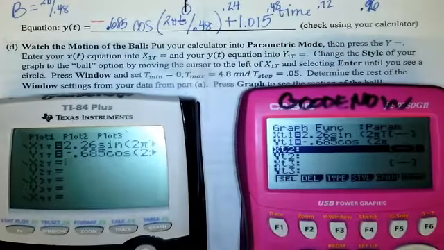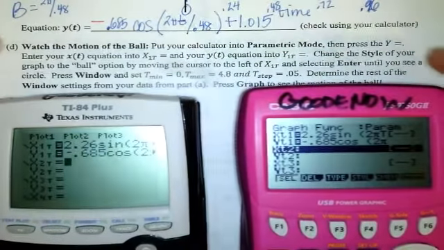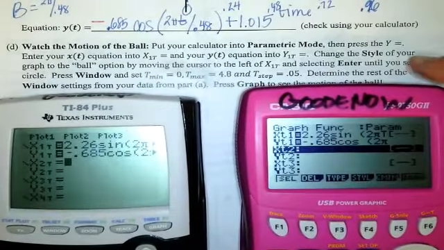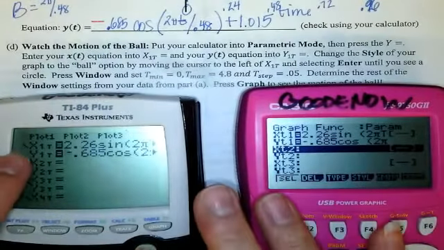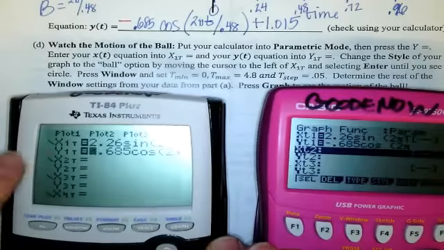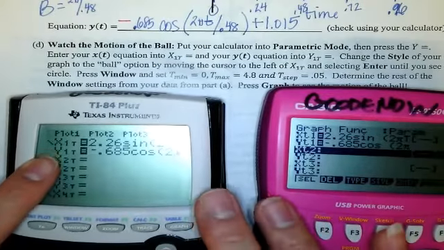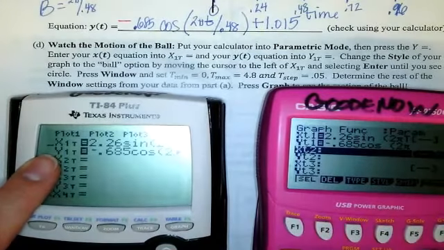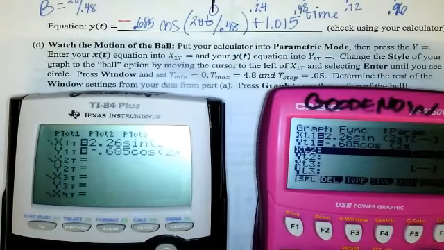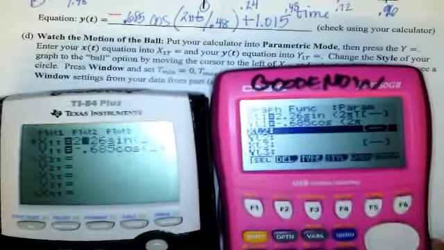right. Then we are going to change the style of your graph to the ball option. So for the TI, there's these little lines right here to the left of X1. And so you're going to move your cursor over there so you can see it starts blinking. And right now that's drawing a line. And if you just hit enter, it draws a thick line, or it draws this weird goofy glasses line. And then there's the ball option right there, which looks just like a circle. And then you're just going to arrow off of that, and that's going to graph the ball option.